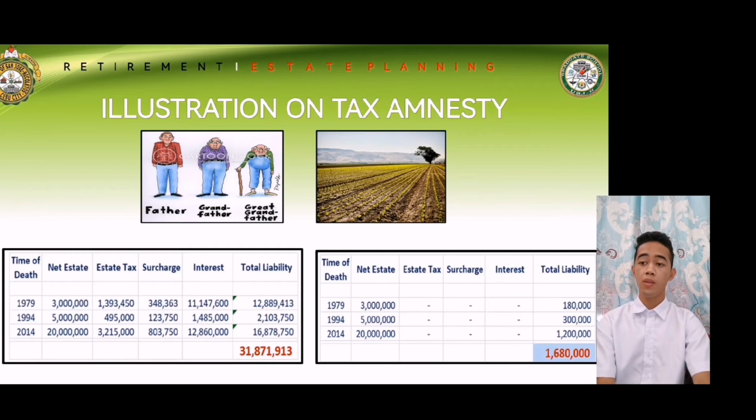So here is how we get the total liabilities. If the net estate is 3 million, multiply it by the estate tax rate of 6%. So 3 million times 6% equals 180,000. If the net estate is 5 million, times 6%, the answer is 300,000. If the net estate is 20 million, times 6% is equal to 1,200,000. So the total liability of these three times of death would be 1,680,000.